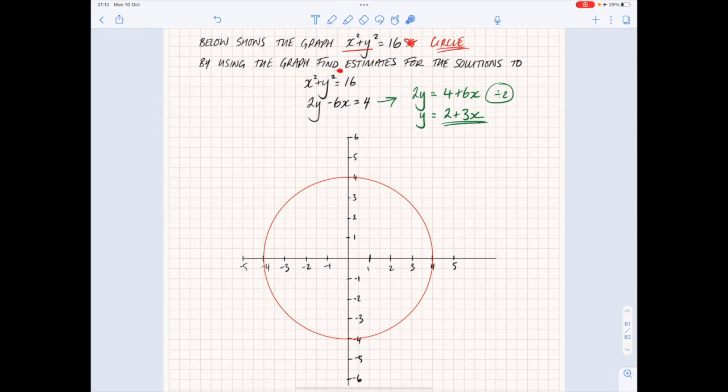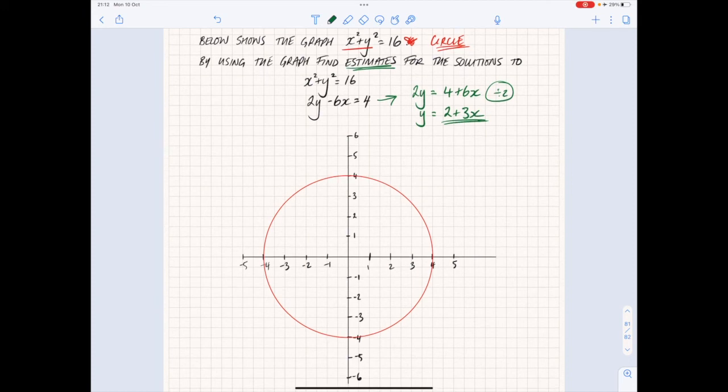It says, by using the graph, find estimate, so more than one solution, for the solutions. So it has to be an estimate, so it's not going to be exact values, because your graph will be probably slightly different to somebody else's, depending on how you interpret it. So this is your y-intercept, remember, so we go to 2. And the gradient's now 3, so I go across 1 and then up 3.